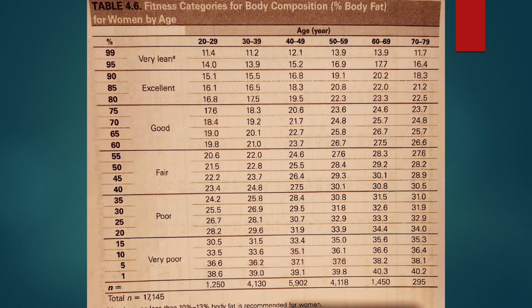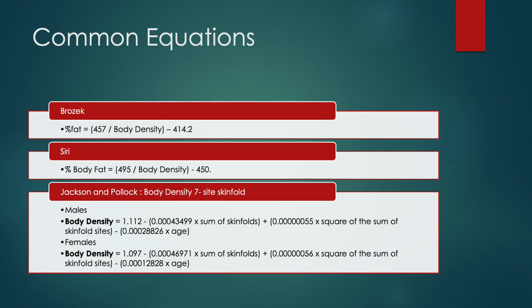Here's an example of a chart that we can utilize to interpret leanness of each person based on age and their percent body fat. Common equations that you're going to run across when determining body composition, as we already talked about, are the Brozek and the Siri. Both look at body fat, but we need to know body density first in order to compute those. So the Jackson and Pollock body density 7-site skin fold is what we're going to utilize, and those equations are included below.